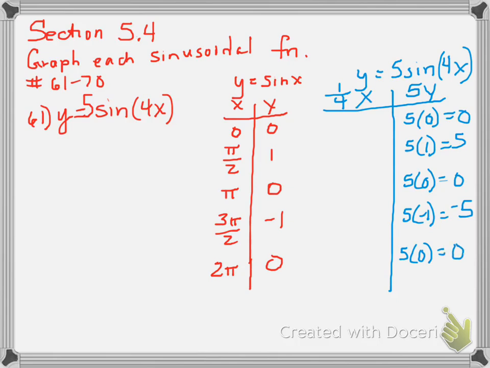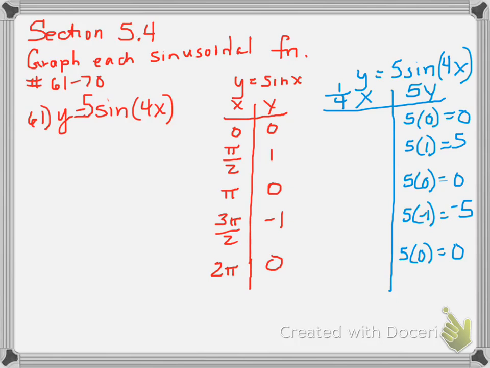Alright, now I'm going to do my x values. So here I see 4 times x, but remember when you're doing the x values, it's always the opposite operation. So instead of multiplying by 4, we're going to divide by 4, which means you're multiplying by 1/4. Because multiplying by 1/4 is the same thing as dividing by 4. So I'm going to multiply each one of my x values by 1/4.